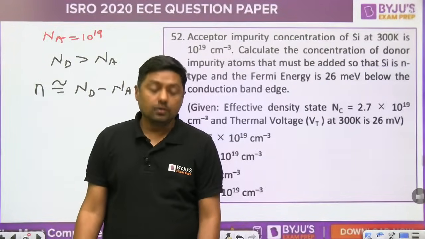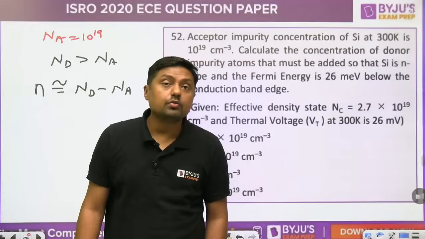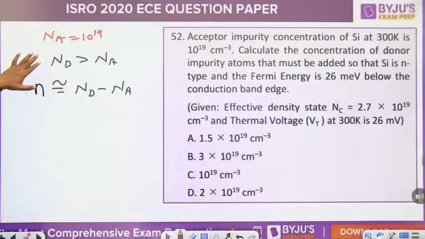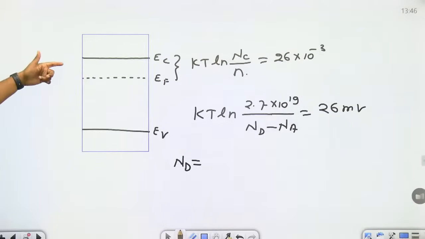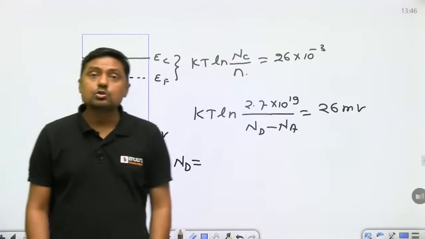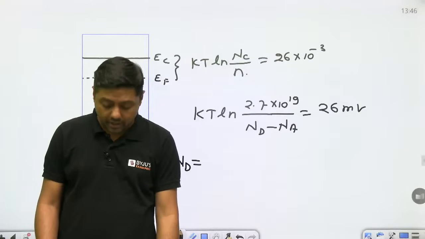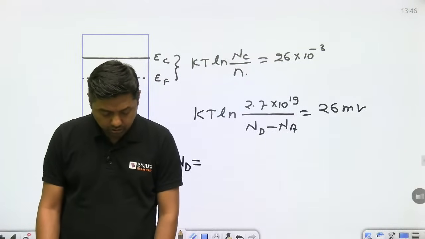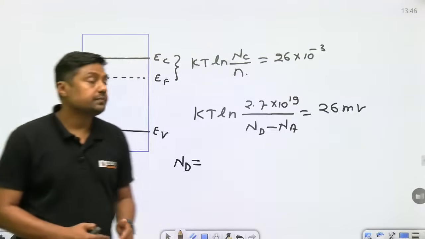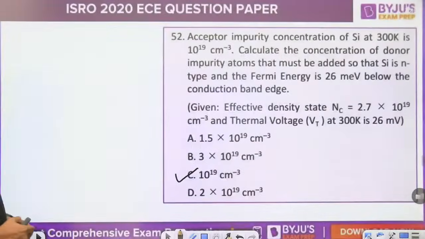What are we using, guys? We are using the formula I have just given you. We are adding extra donor impurity so that the p-type material is converted into N-type material. Then use the formula, put in the values, and you can find the answer for this particular question, guys. Okay. Now, next one. That is the answer, 10 to the power 19 per centimeter cube.